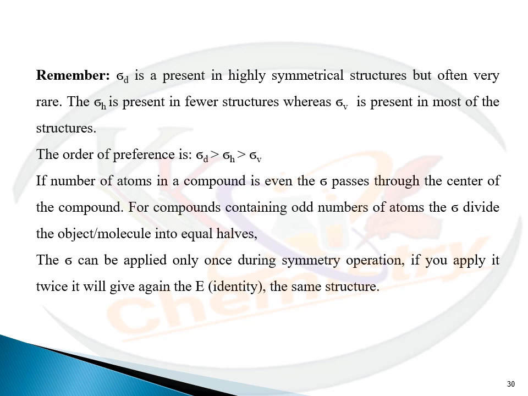Remember, sigma D is present in highly symmetrical structures, but is very rare. Sigma H is present in fewer structures. A very small number of structures possess sigma H, and sigma V is present in most of the structures. The order of preference is sigma D, then sigma H, and sigma V. If a structure possesses sigma H, sigma D and sigma V, then sigma D is preferred. Okay, the rest you can just read.